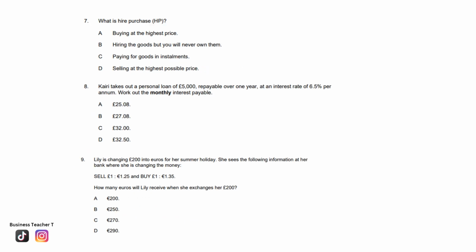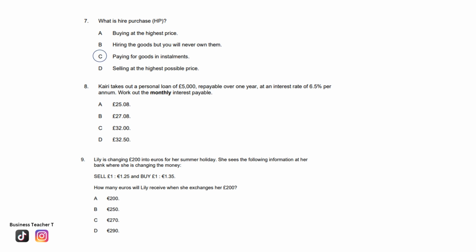Question 7. What is hire purchase, HP? A. Buying at the highest price. B. Hiring the goods but you will never own them. C. Paying for goods in installments. Or D. Selling at the highest possible price. And the answer is C. Paying for goods in installments.